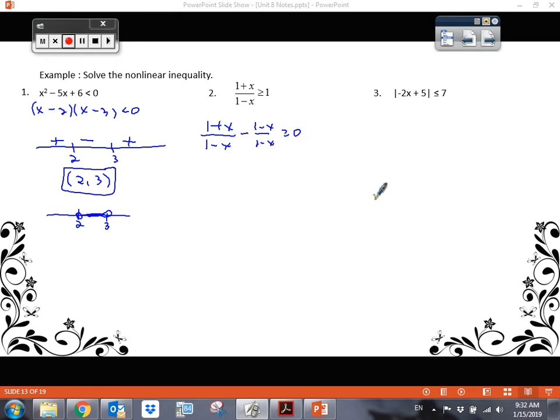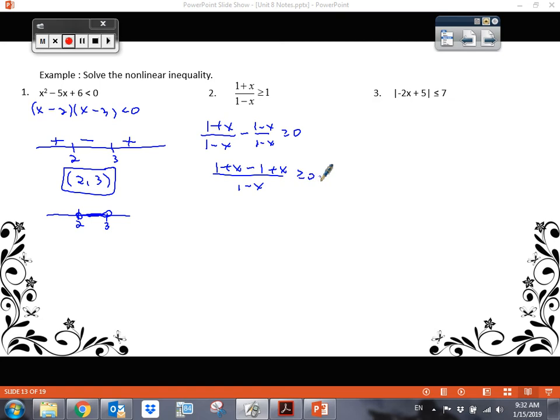Okay, is that okay? I just did two things at once. I moved the 1 to the left, and I also changed the 1 to have a common denominator with the other fraction. So now let's combine those fractions together. I have 1 plus x, then I have a minus 1 plus x.